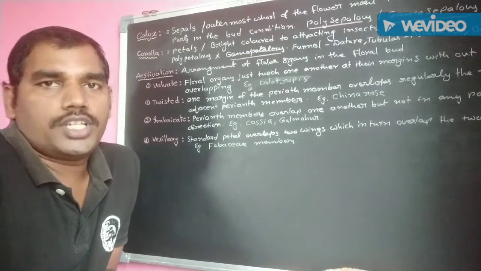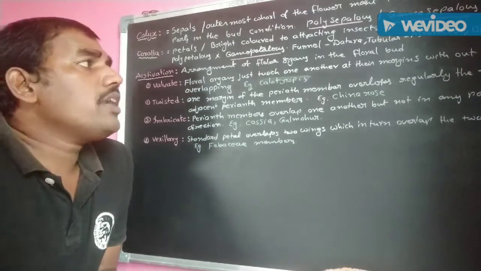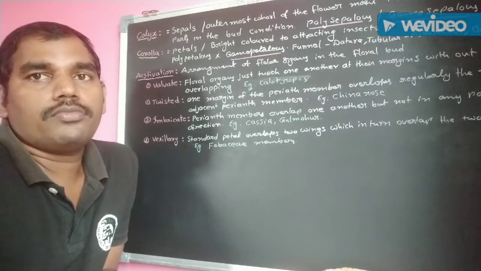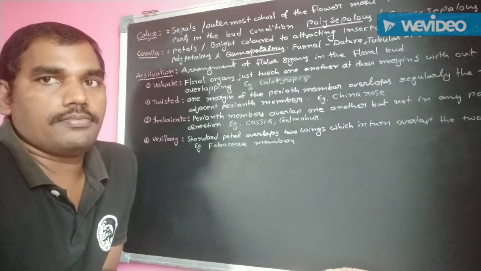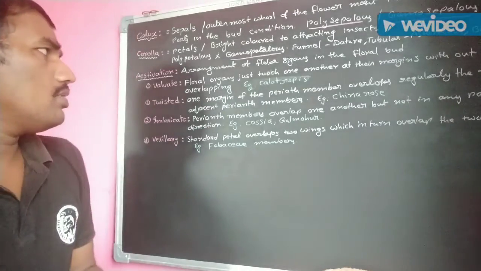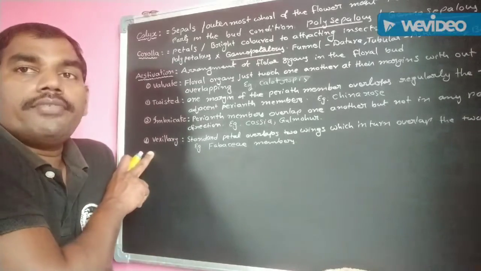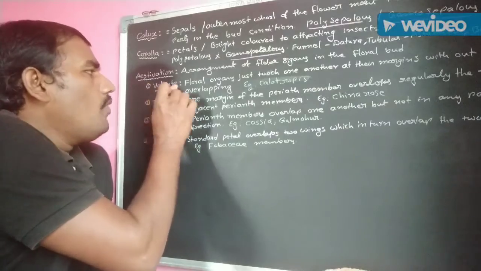One, aestivation. What is aestivation? Aestivation means the arrangement of floral organs in the floral bud condition. Floral bud condition is known as aestivation. Okay, aestivation in flowers is mainly categorized into four different types. The first one is valvate aestivation.